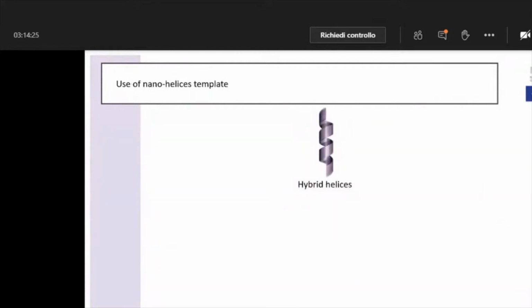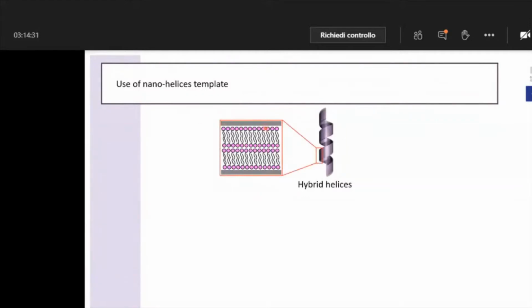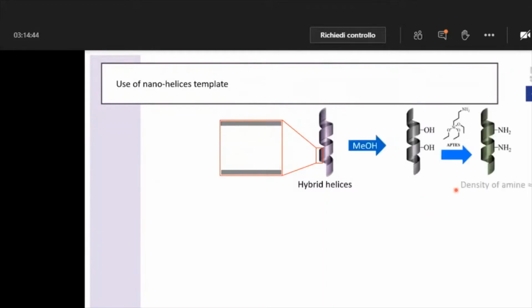So we have our hybrid helices, which I presented before. If you zoom inside, it's a bit like this. So you have the silica wall and the organic part inside. You can use it like this, or you can also just put them in methanol and wash away the organic parts. In this case, you get silica helices, and you can functionalize the surface with APTS, and you get a density of amine on the surface, which is around 1.1 per nanometer square.